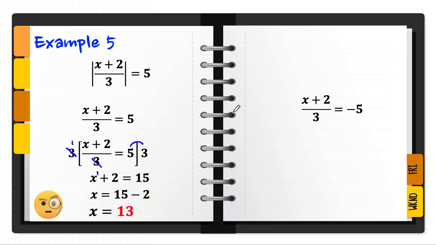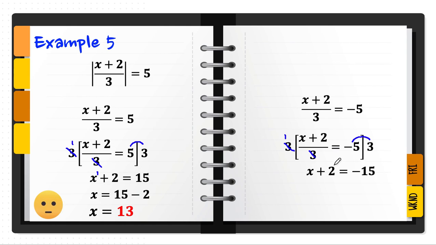And on the second equation, same step, multiplying both sides of our equation by 3. So 3 divided by 3, the answer will be 1. So the remaining will just be again x plus 2 equals negative 5 times 3, which will give us negative 15. Transposing 2 on the other side, it will become negative 15 minus 2, which will give us negative 17. So therefore, the two values of x are 13 and negative 17. That's it.